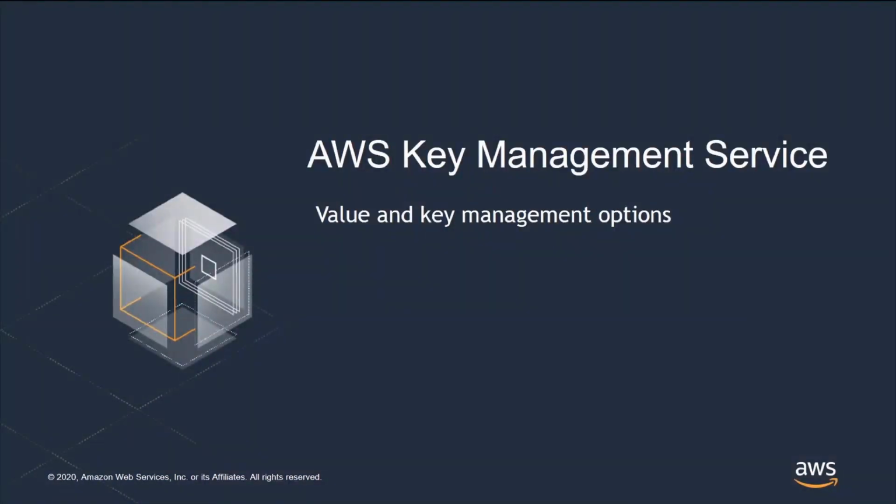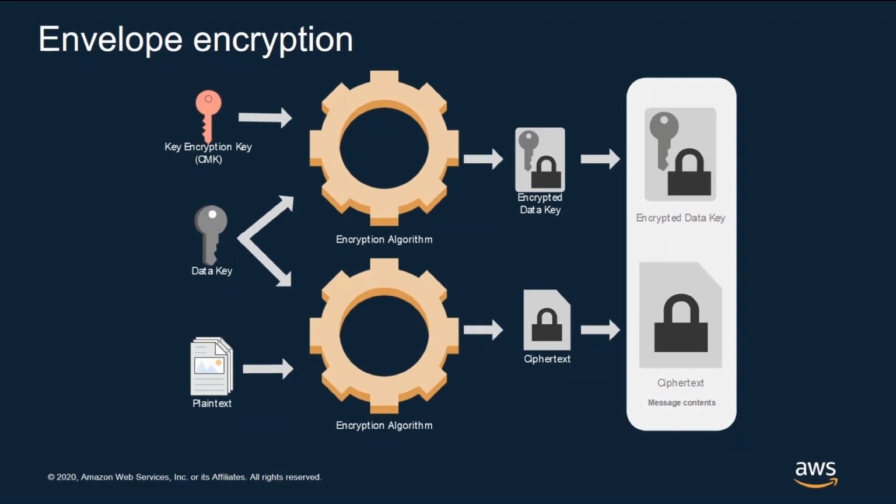So let's take a look into this. This is a visual representation of envelope encryption fundamentals. Envelope encryption stores the encrypted data key and the ciphertext of the data together. That is represented in this diagram on the right. In AWS KMS, the master key is referred to as the customer master key and is also referred to as the key encryption key, or KEK, in some places.